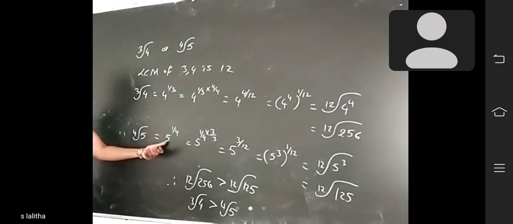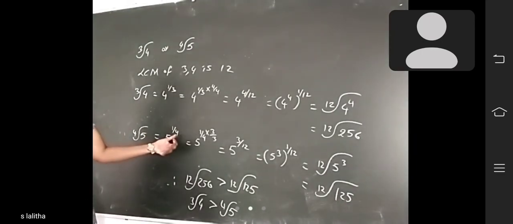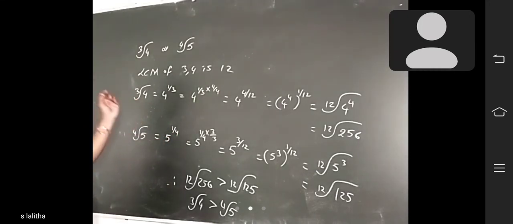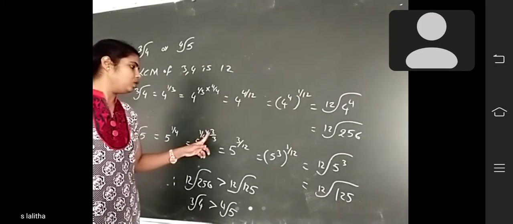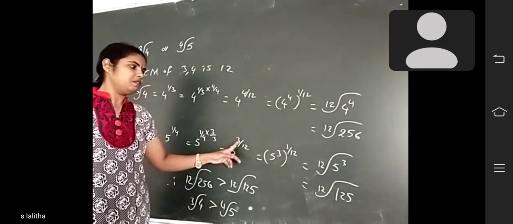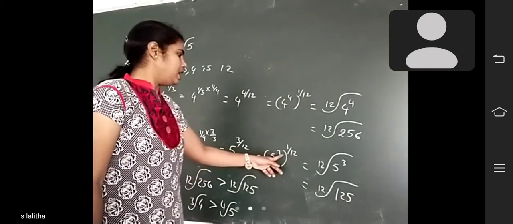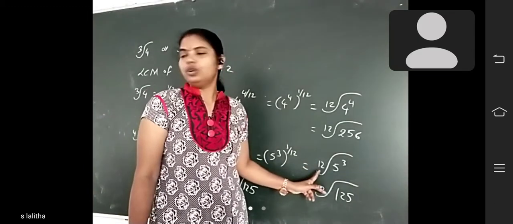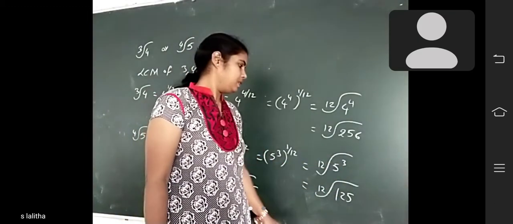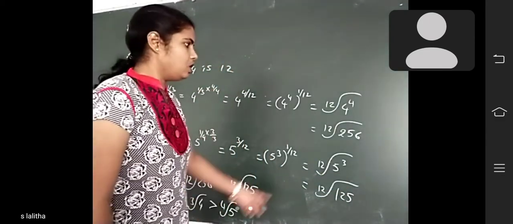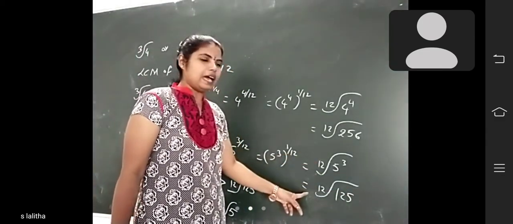Next surd, the fourth root of 5. How can you write this one? 5 power 1 by 4. So here the denominator is 4. So in the 4 table, how many times to get 12? 3 times. So 5 power 1 by 4 into 3 by 3. So 1 into 3 is 3, 3 4s are 12. 5 power 3 by 12. So 5 cube, whole power 1 by 12. How can you write this one? The 12th root of 5 power 3. So the 12th root of 5 power 3 is how much? 125. Now they are like surds.